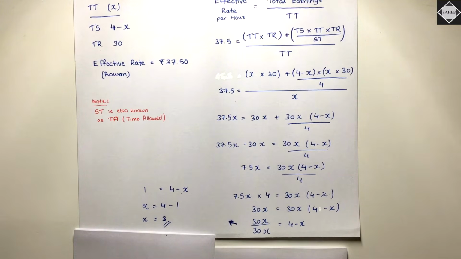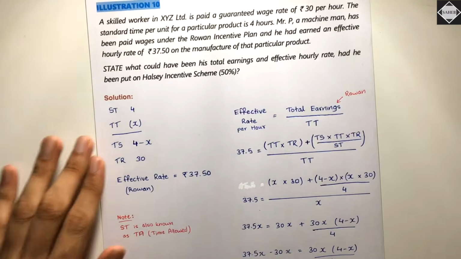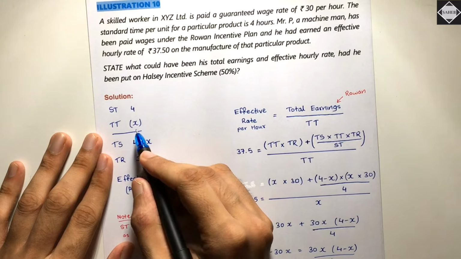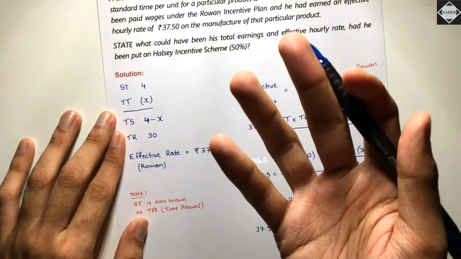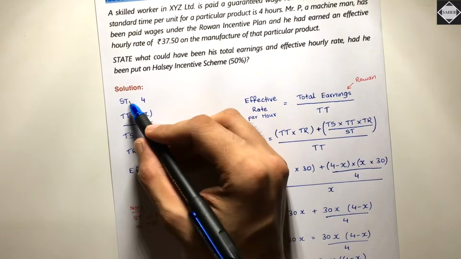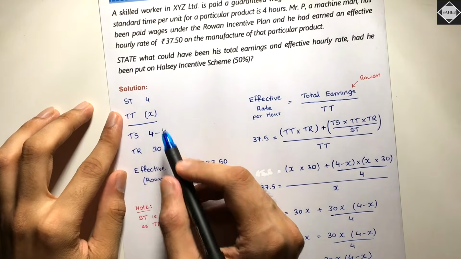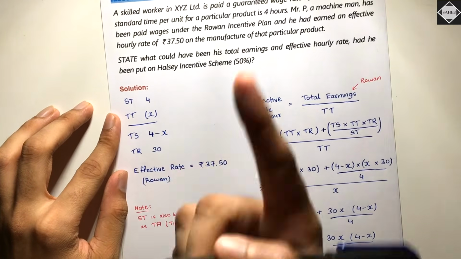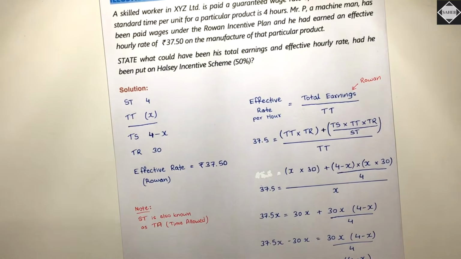What does that mean? x is equal to 3. If x is equal to 3, then we know time taken is equal to 3 hours. That was the x, the time taken as 3 hours now. So if time taken is 3 hours, then standard time minus time taken gives us time saved. So 4 minus 3 is equal to 1. Time saved would be 1. Is it clear? So we have found out the time taken and time saved, right?